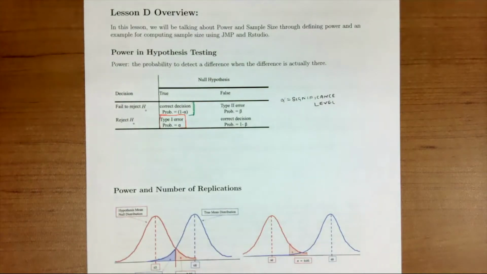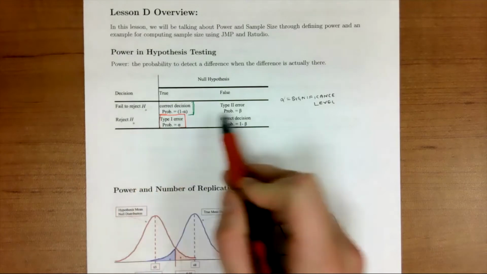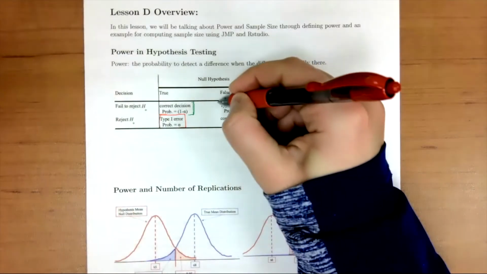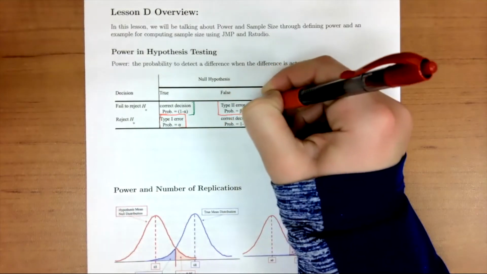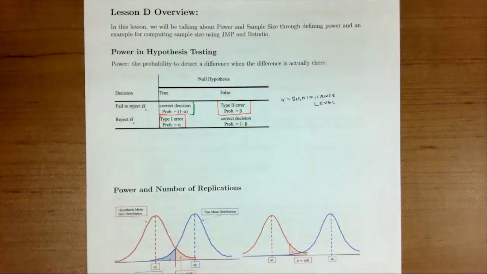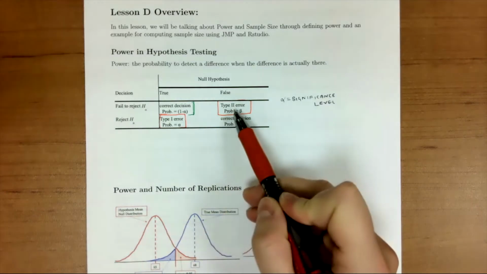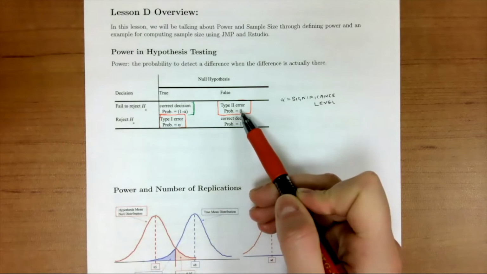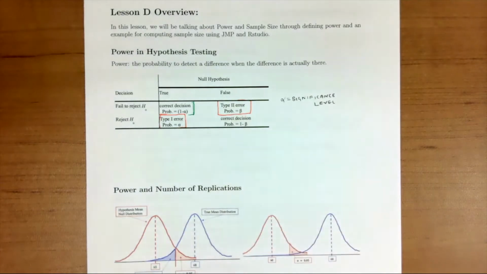Another option is if we fail to reject the null when the null is false. So we fail to reject and it's false. This is going to be a type 2 error again. This isn't going to be good. And so when we should have favored the alternative, but we actually failed to reject the null. So this is when we should have said yes to the alternative, but we didn't.